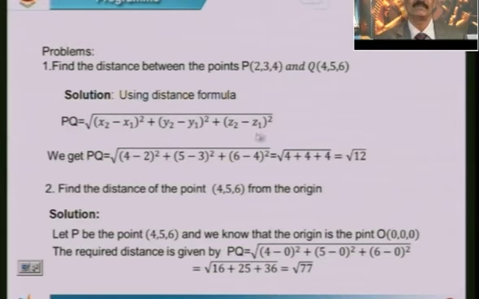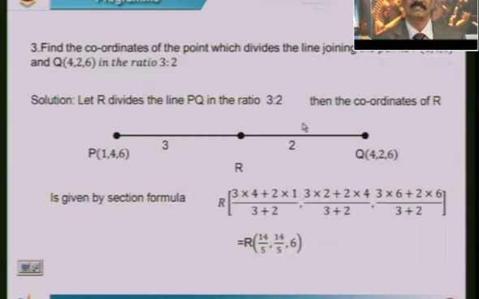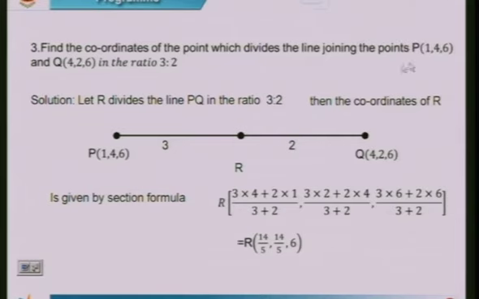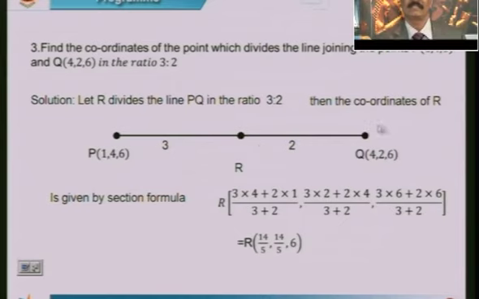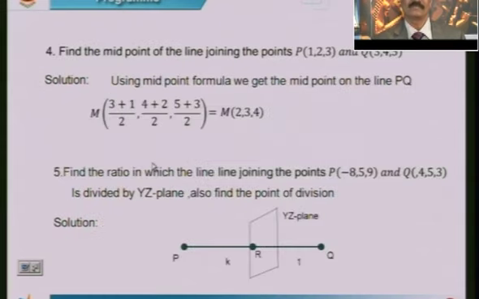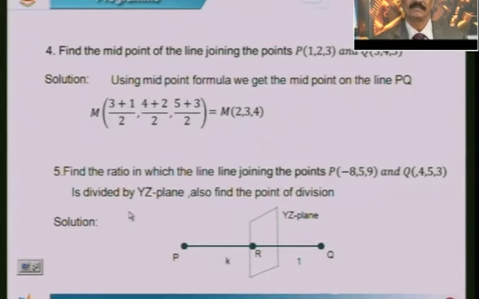And then some simple problems, these are not of examination standard, but how to calculate distance between 2 points, these type of problems we have studied, and this problem you can expect in the examination. Suppose R divides the line joining this P and Q in the ratio 3:2 internally, then coordinates of the point R is given by this, and that is what. And one more here, that is to find the midpoint, very simple, and this one to find the ratio divided by yz plane. So instead of yz plane you may have some other plane, also we can do it.